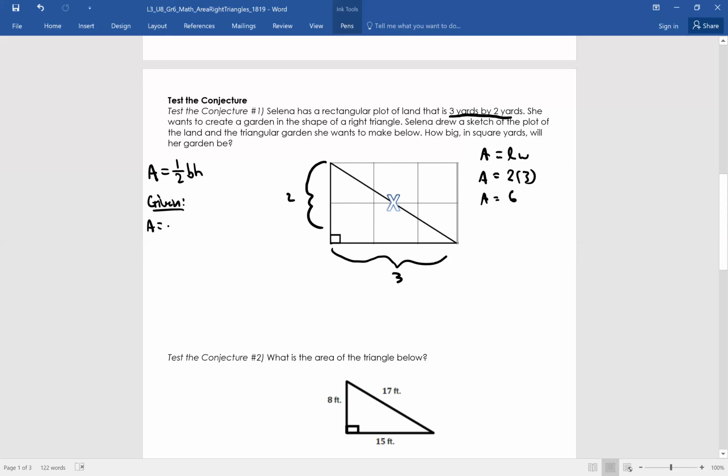Are we given an area? No. Are we given a base? Yes, we are. The base is 3. And what about the height? The height is 2. This is my little key right here. I'm going to put it to the side.